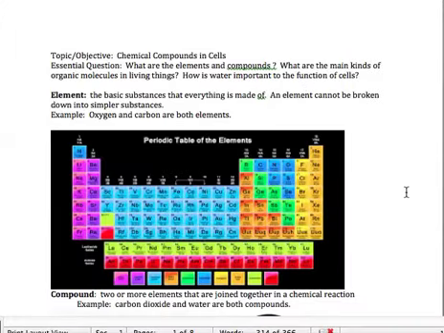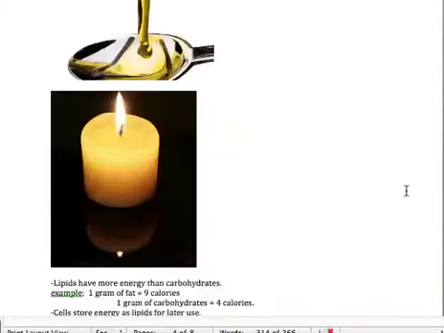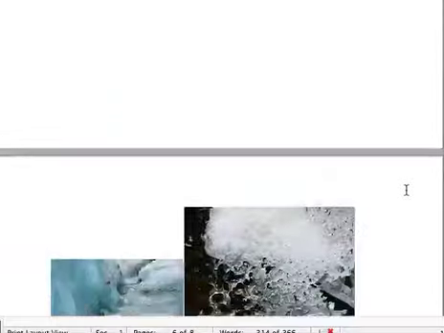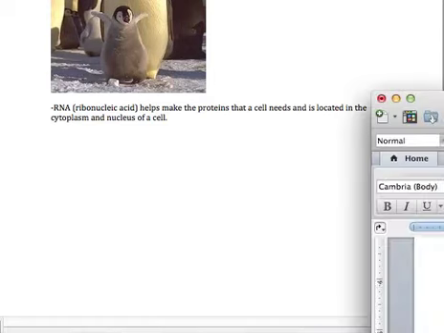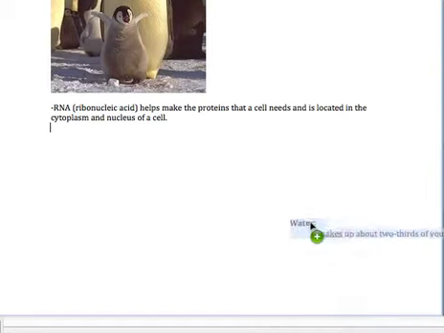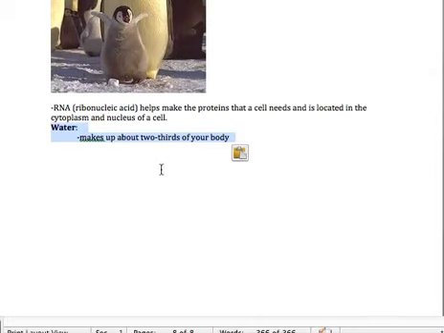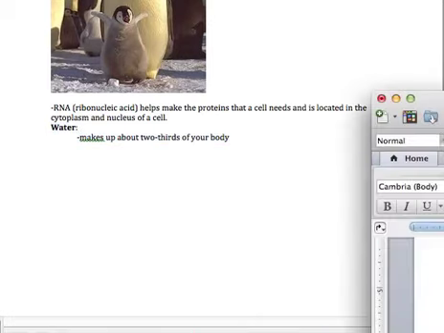So our last essential question that we need to answer is, how is water important to the function of cells? Well, we have a lot of water in us. If you looked at us and wanted to figure out the percentage of water that we have, water actually makes up about two thirds. Some people say 65%, 67%, 70%, 74%, somewhere around there. About two thirds of your body is made up of water.